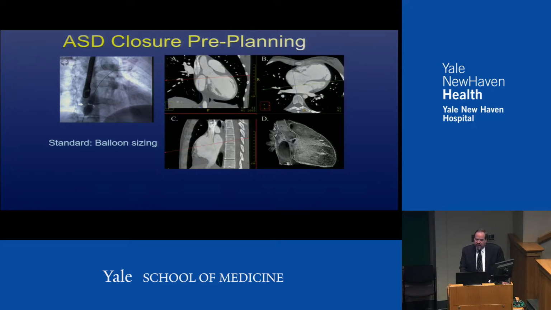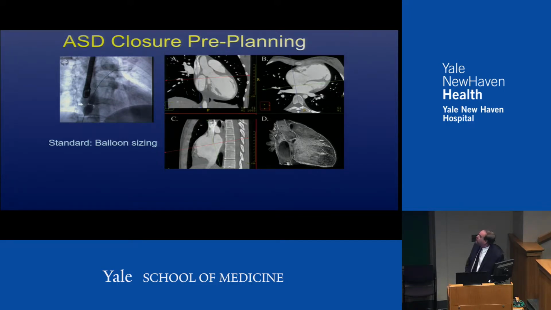So this is an ASD pre-planning. The old way was to do a balloon sizing: go in and put a balloon in, blow it up, and then try to measure it by ICE, echo, something, what's the maximum diameter. Whereas here, we can go in and do orthogonal views and see, in the upper left-hand corner, a very large ASD that's huge.